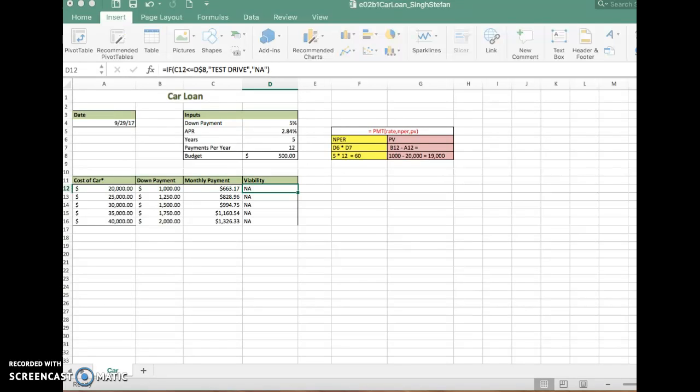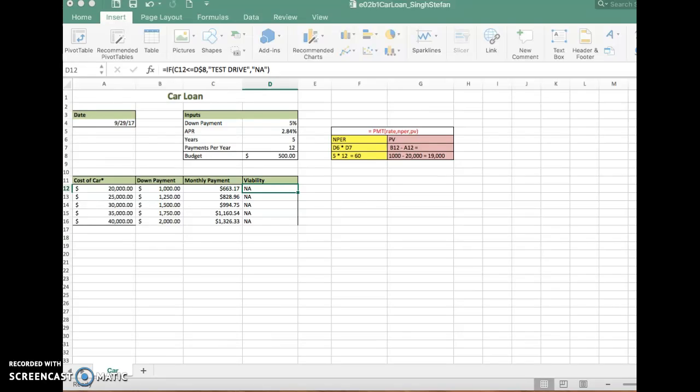The purpose of the assignment is to create a spreadsheet to calculate the monthly payment of a new car based on the purchase price, the APR, the down payment, and the years to repay the loan. My monthly budget is $500, and based on the estimated monthly payment, I should be able to determine whether or not I can afford the cars that I'm currently evaluating.